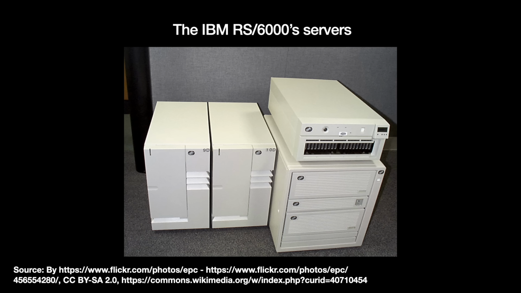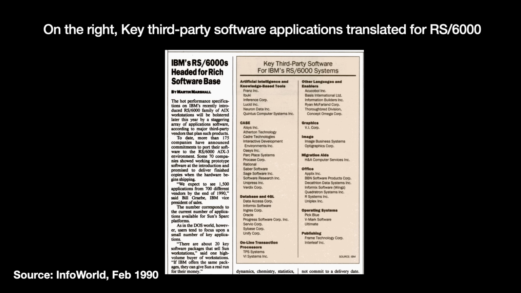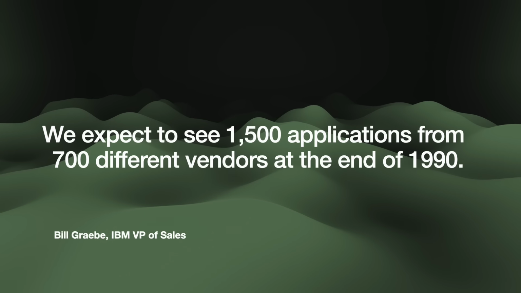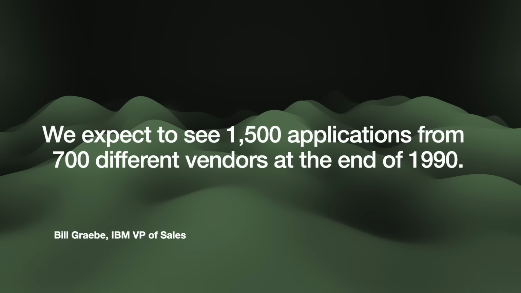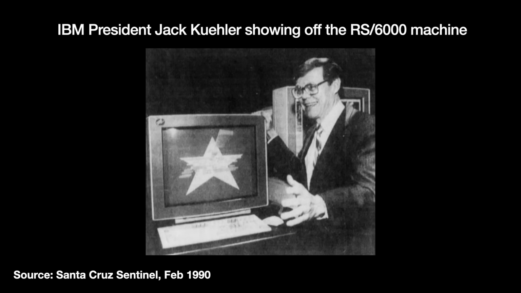And was there software available that can actually take full advantage of all this speed? No, not yet. But what was claimed to be a staggering array of third-party software companies were heeding IBM's call. Bill Grabe, IBM's VP of Sales, said, "We expect to see 1,500 applications from 700 different vendors at the end of 1990." 4 years earlier, everyone laughed at the IBM RT-PC. Nobody was laughing now. The RS-6000 was a very serious computer, and it started a chain reaction of talking tough through the press. When asked for comment, DEC CEO Ken Olsen said, "We have a few things up our sleeve." Hewlett-Packard grunted something similar for their PA RISC chips, too.